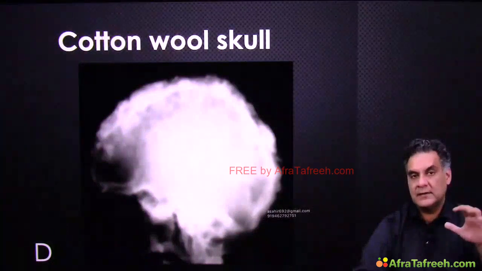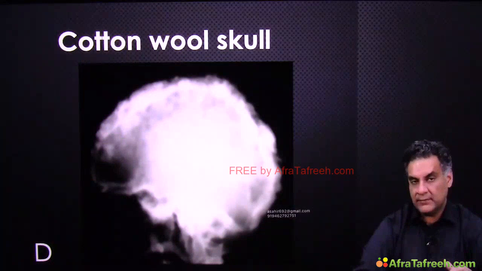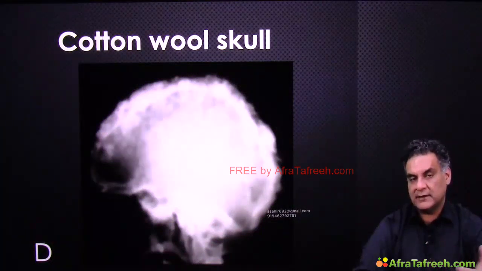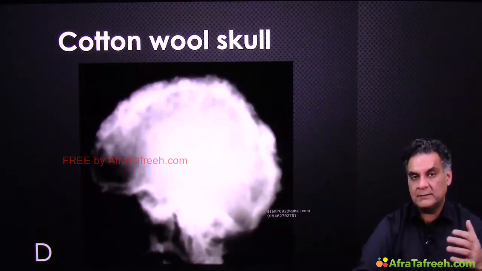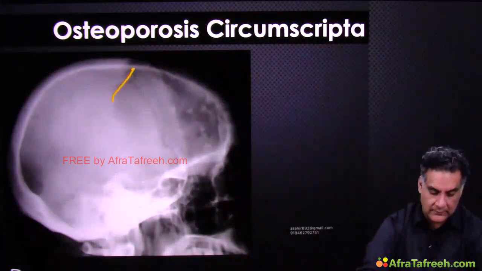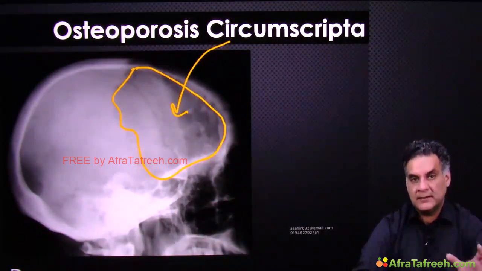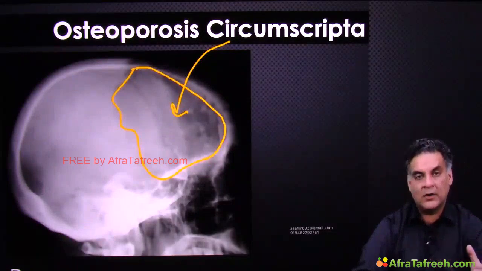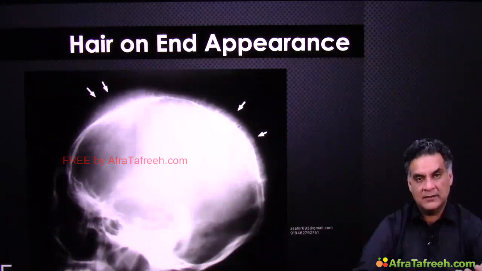When you look at the other side, they are not lytic lesions, but then we are covering skulls, so let's cover it. You can have dense deposit of calcification called cotton wool skull, seen in Paget's, or a big area of osteoporosis called osteoporosis circumscripta, again seen in Paget's. Or you can have hair on end appearance, seen in hemolytic anemias like thalassemia.